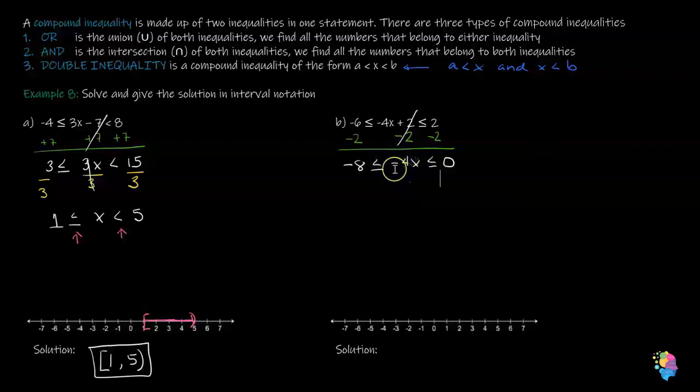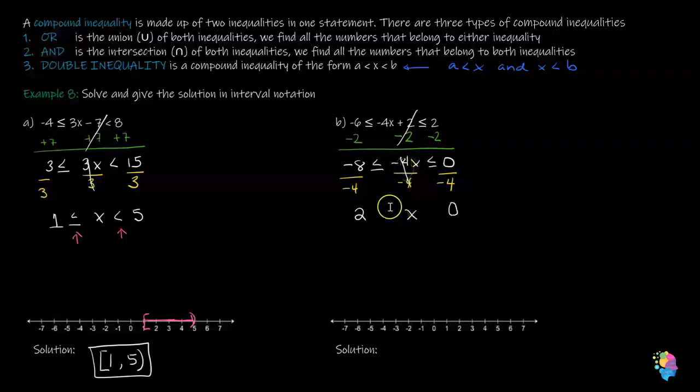This x has a minus 4 being multiplied. So I divide by negative 4. What I do to the middle, I do to the left, and I do to the right side. From left to right, negative 8 divided by negative 4 will be positive 2. In the middle, negative 4 divided by negative 4 will be positive 1x, or just x. And on the right side, 0 divided by negative 4 will still continue to be 0.